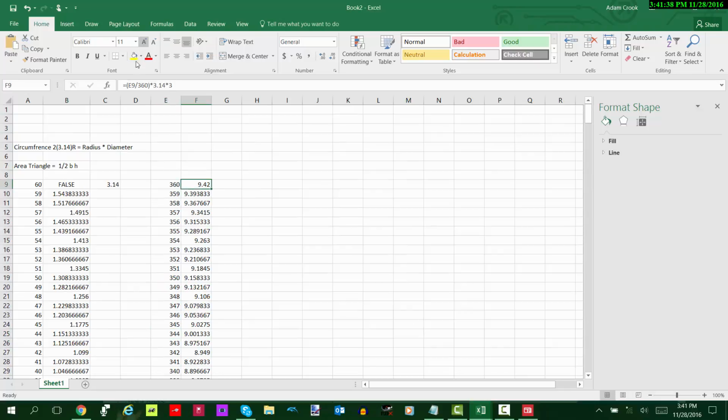This is the formula. It's what we came up with. Well, more or less I did. Or you did, yeah. So we got E9, with my teacher's help, E9 divided by 360 times pi times this, which I would assume is the diameter. So I don't think we can do any better.